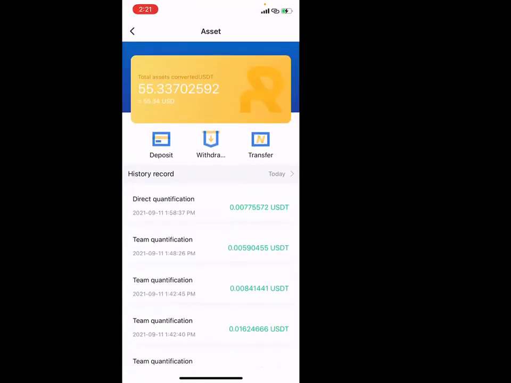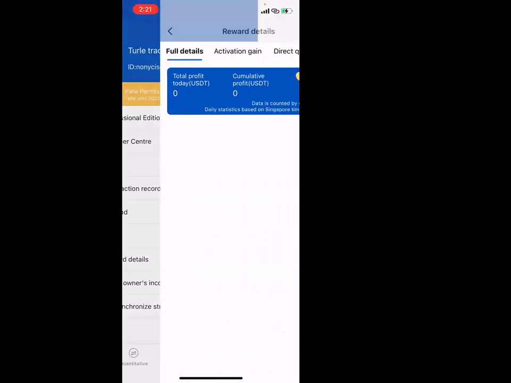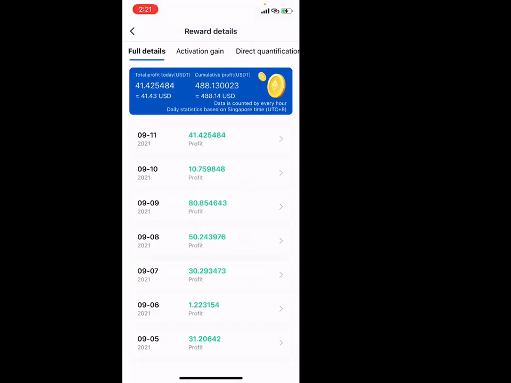But for those of you that have connected people to use the robot, trust me, I've never put money back again into this robot. In fact, the robot has paid me more than, let me just check here. Can you imagine that? The robot has paid me more than $488 for people using the robot. Just today alone, about $41.425. You can see the dates here.